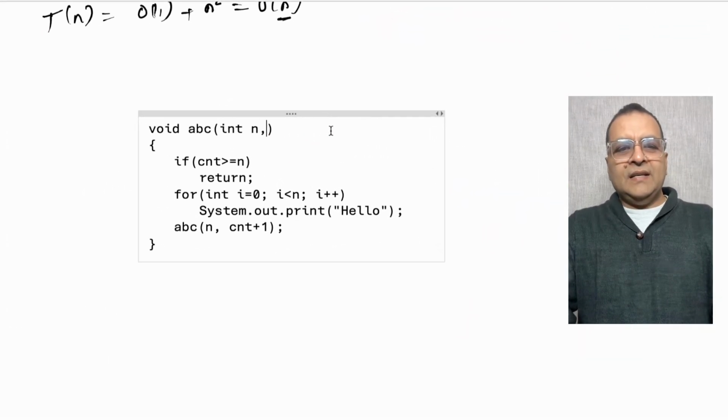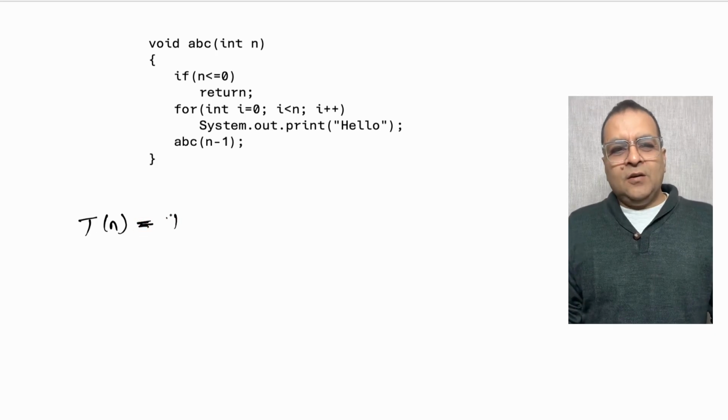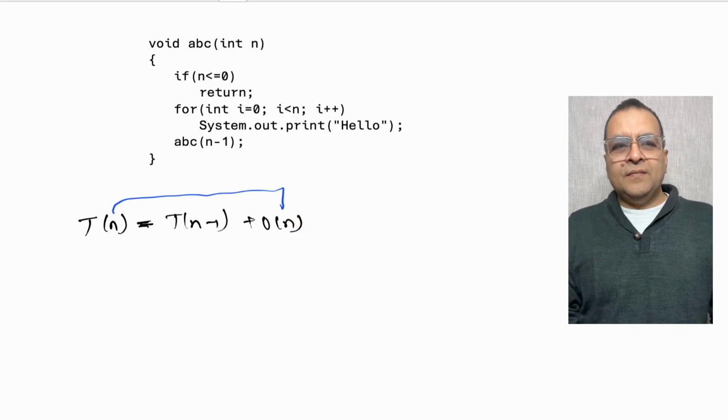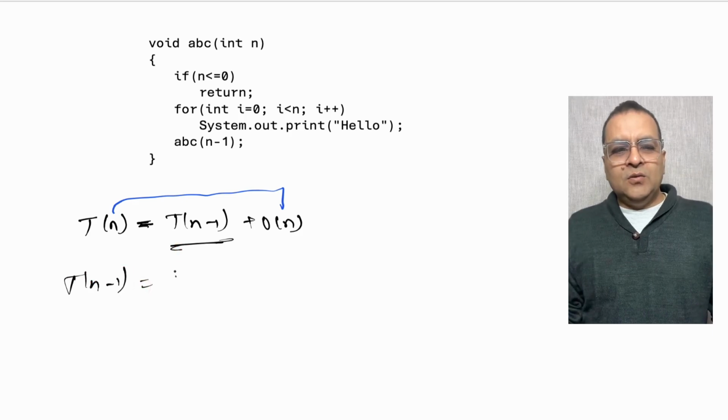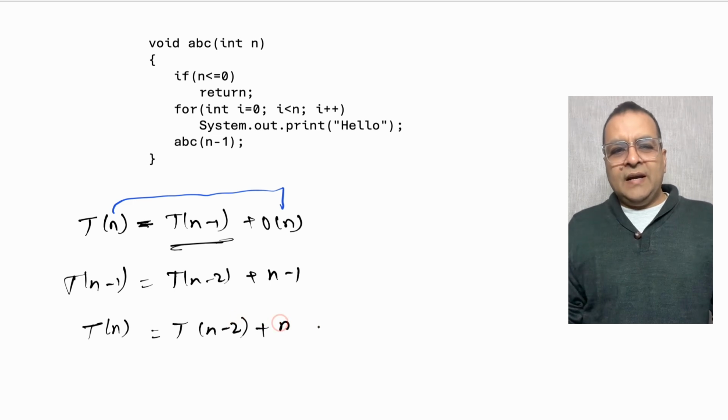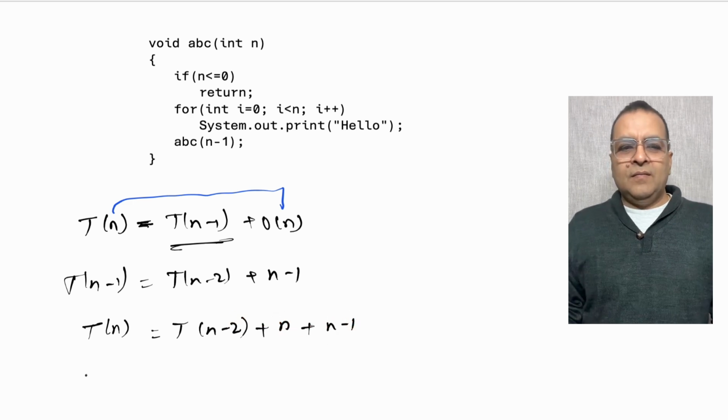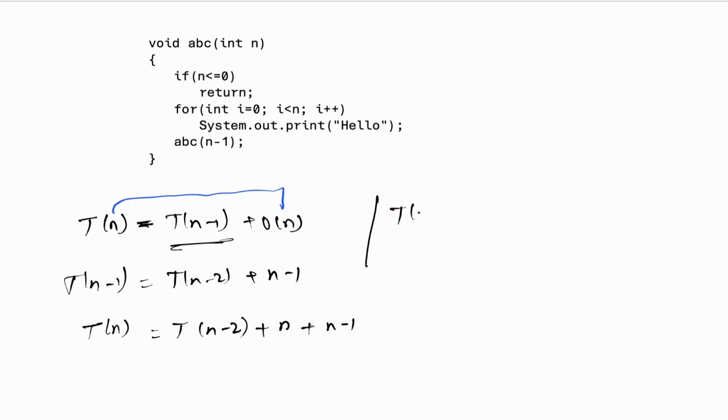What if the function is given like this? The recurrence for this function is T of n is T of n minus 1 plus order of n. But here, this n and this n are related. Therefore, T of n minus 1 will be equal to T of n minus 2 plus n minus 1. So we can say that T of n is equal to T of n minus 2 plus n plus n minus 1. If you replace this n minus 2, then T of n minus 2 will be equal to T of n minus 3 plus n minus 2.